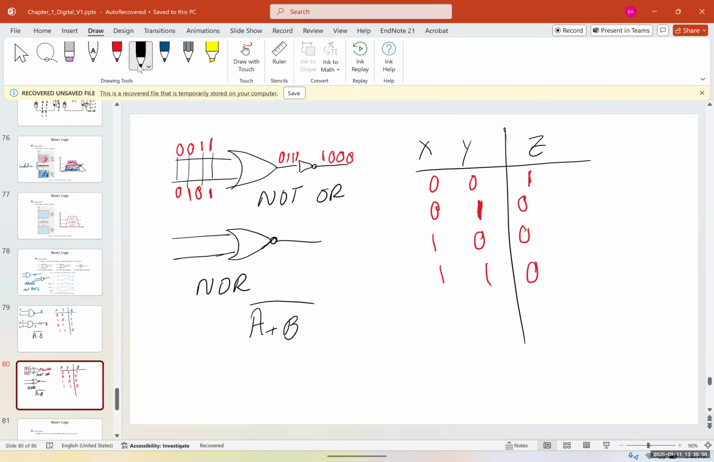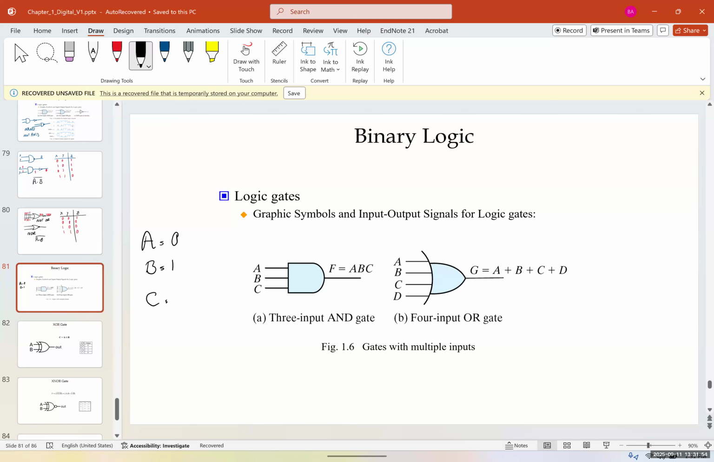And for this example, on the left, we have an AND gate with 3 inputs. And on the right, we have an OR gate with 4 inputs. So if we have 3 inputs, if A is 0, B is 1, and C is 1, what would the answer be? So F would be A and with B and with C. So it's going to be 0 and with 1 and with 1. It's going to be equal to what? 0.